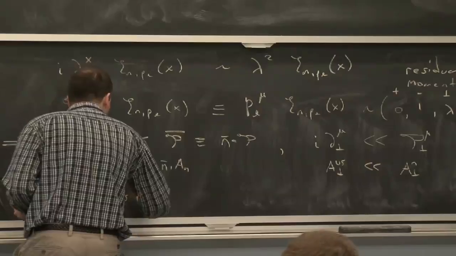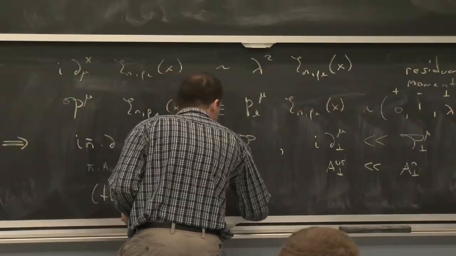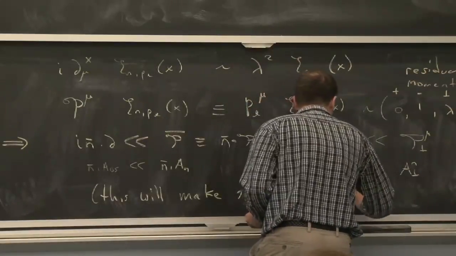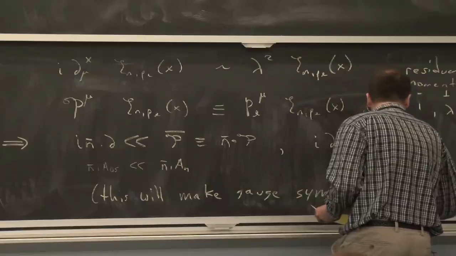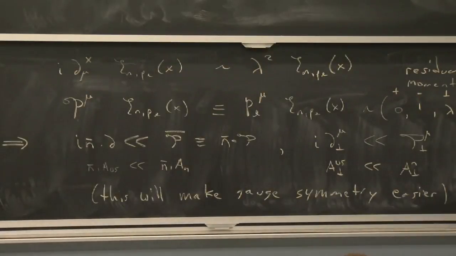So when we talk about gauge symmetry, this will make gauge symmetry easier, this homogeneity between the derivatives and the gauge fields. So that's one of the powers of thinking like this.